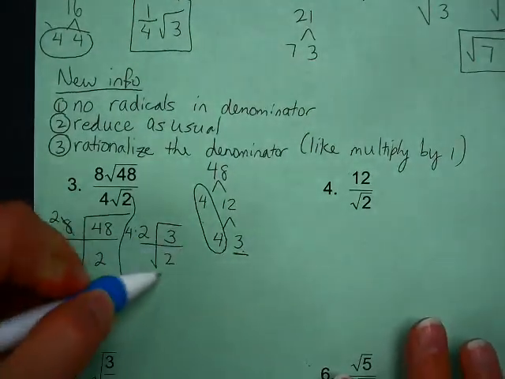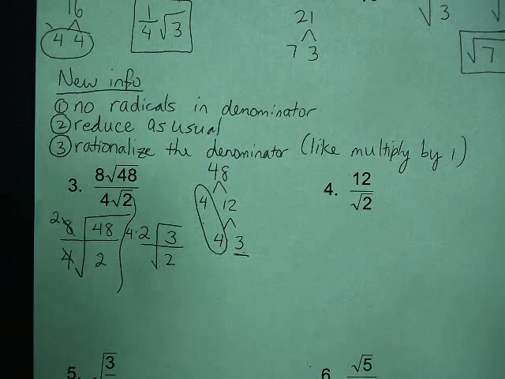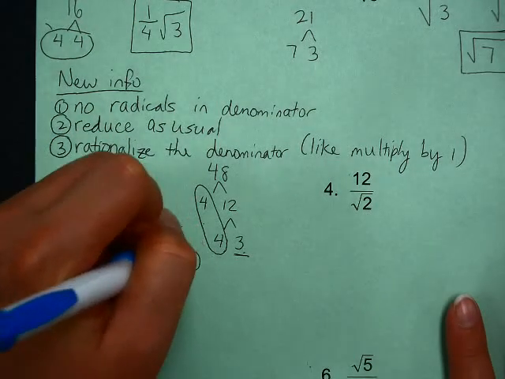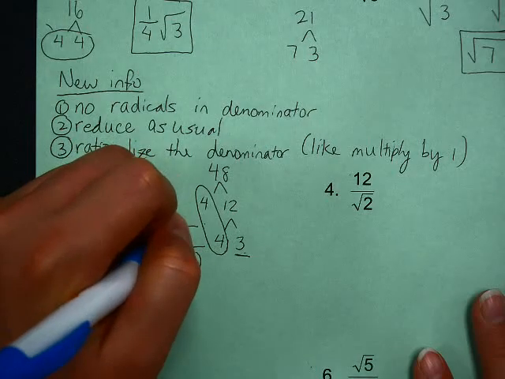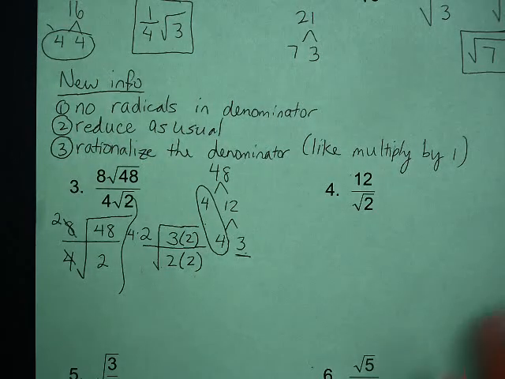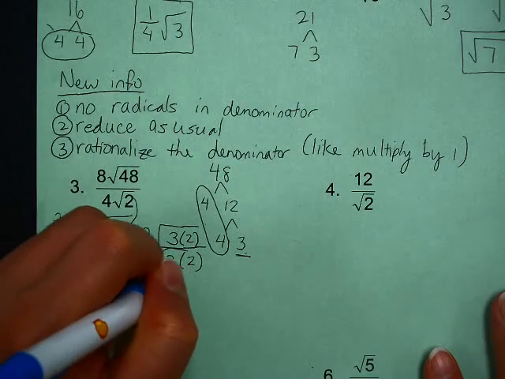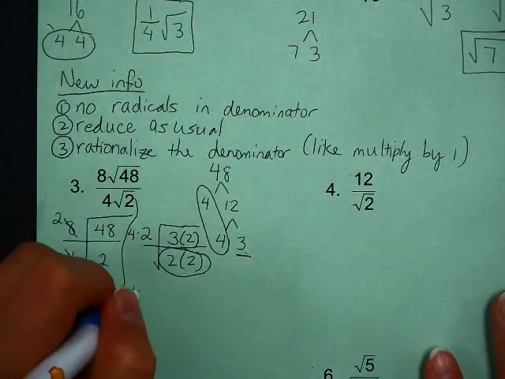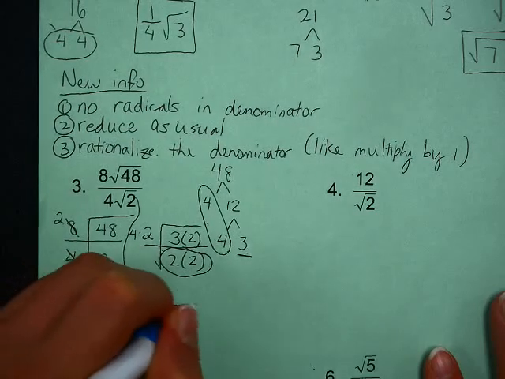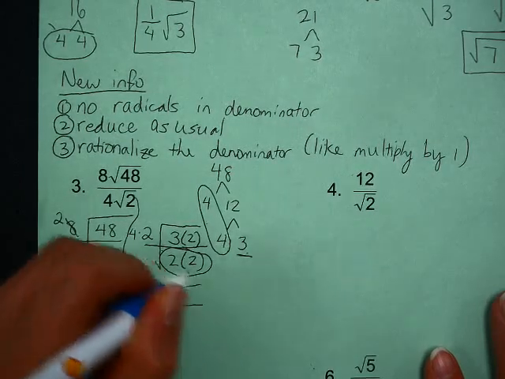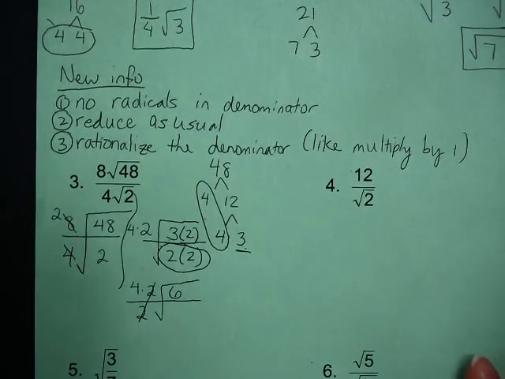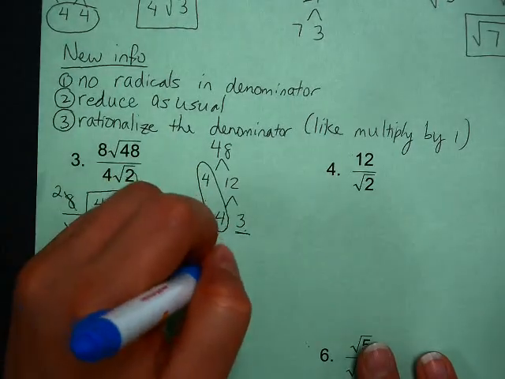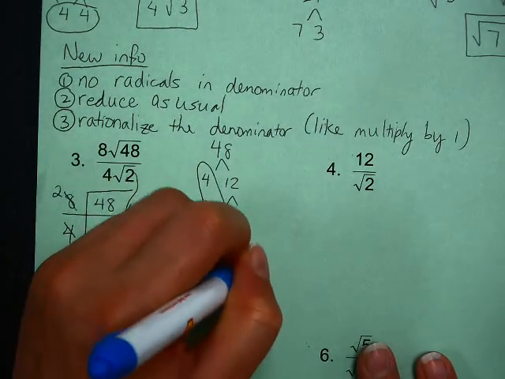So I have a 2, and remember to get out, I have to have a pair. So I need to multiply this by 2. But I can't just multiply the denominator by 2. Then I have a totally different answer. I have to multiply the numerator also by 2. Instead of canceling, I see this pair, so I'm going to pull that out. So I have 4 times 2 over this 2 that I was able to get out, and then I have 3 times 2, which is 6. So those 2s cancel because it's like dividing, it's 1. So I have 4 square root of 6 as my answer.